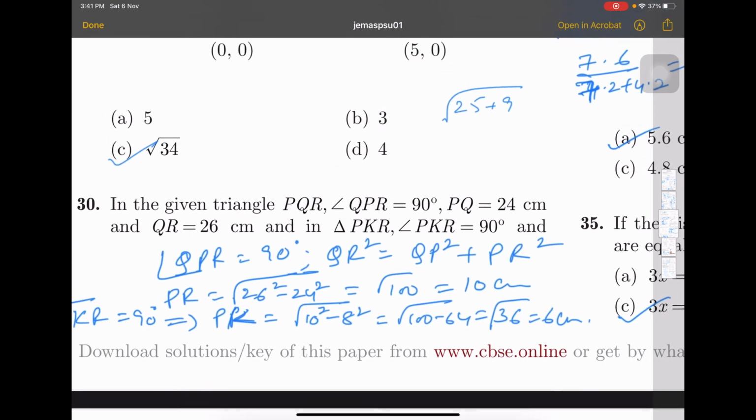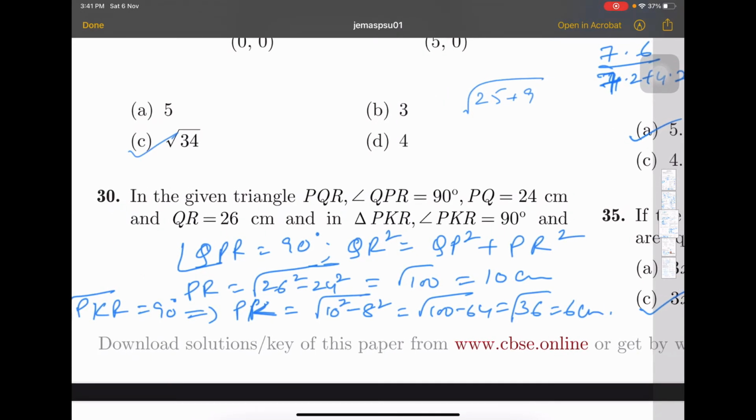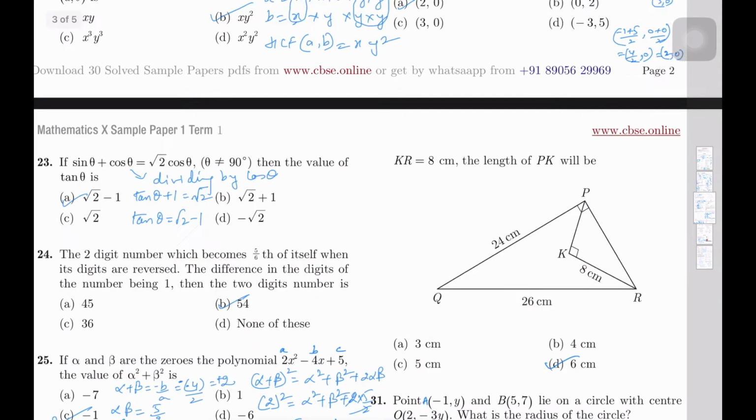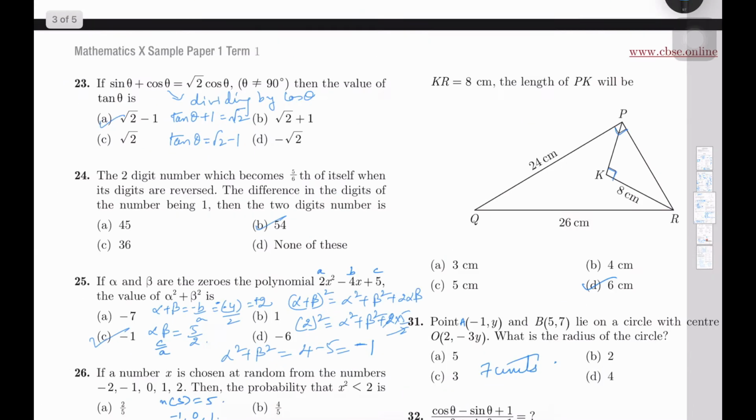Then going into the next problem, that is the 30th one. In the 30th one, in the given triangle PQR, angle QPR is equal to 90 degrees, PQ is equal to 24 centimeters, QR is equal to 26 centimeters, and in triangle PKR, angle PKR is equal to 90 degrees and KR is equal to 8 centimeters. The length of PK will be how much? So now here this is 90 degrees over here and this is 90 degrees given to us over here.